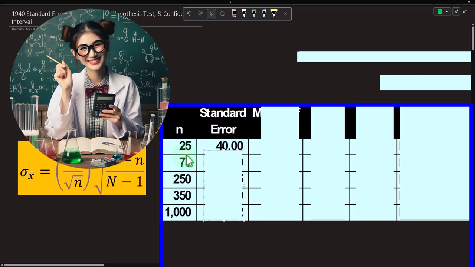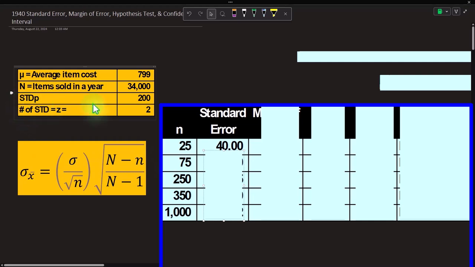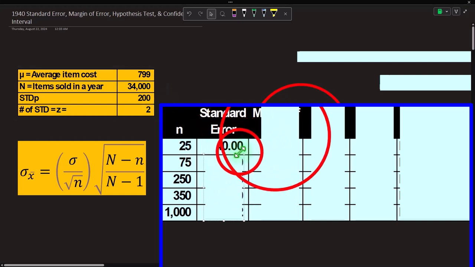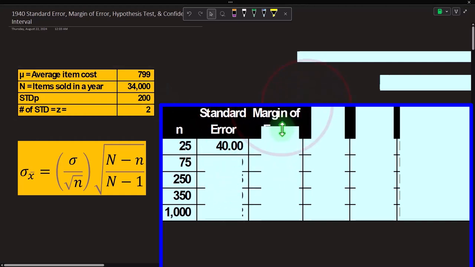All right, so then the standard error calculation, if we were to plug n of 25 into the formula: we've got the standard deviation of the population, it is what it is, 200, divided by the square root of n. If n is 25, we get a standard error of 40. The standard error is basically the measure of spread, as though we're imagining all possible combinations of 25 out of the population of 34,000 and taking the mean of all of those. That would give us our spread, or standard deviation, of 40.